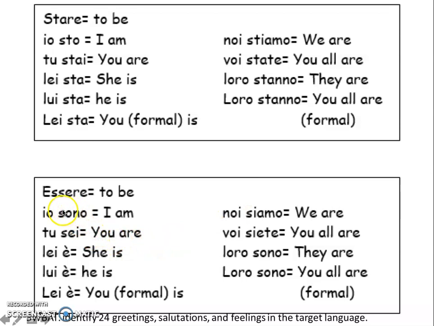Just to review essere, I have io sono. Tu sei. Lei è. Lui è. Lei è is you formal. Noi siamo. Voi siete. Loro sono. And again, loro, you all, formal is also loro.